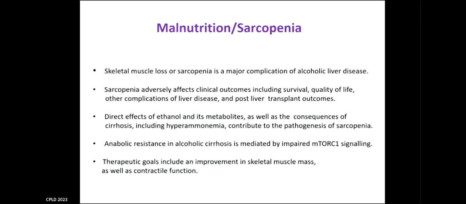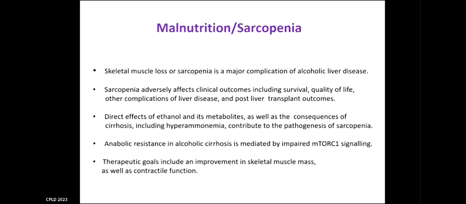Now, coming to some non-liver areas where I think these are important in predicting outcome and determinants of prognosis in alcoholic hepatitis. So we all know the role of sarcopenia and the outcomes in cirrhosis or decompensated cirrhosis, or even determining outcomes after liver transplantation. So skeletal muscle loss or sarcopenia is a major complication of alcoholic liver disease.